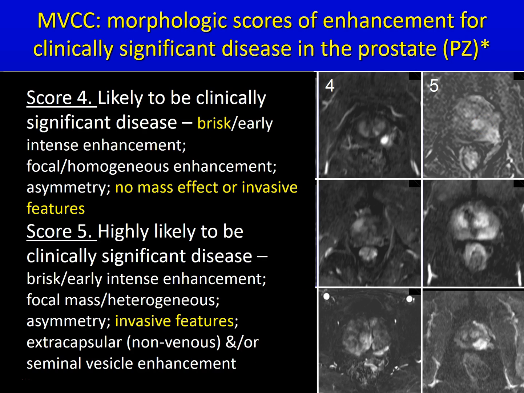Here are examples of rather more aggressive features, such as a score of 4 would be assigned to an area of brisk early focal but homogeneous enhancement with no mass effect or invasive features, and the highest likelihood of cancer would be assigned to a lesion that was a mass, that was heterogeneous, asymmetric, showing invasive features such as extracapsular disease or seminal vesicle enhancement.